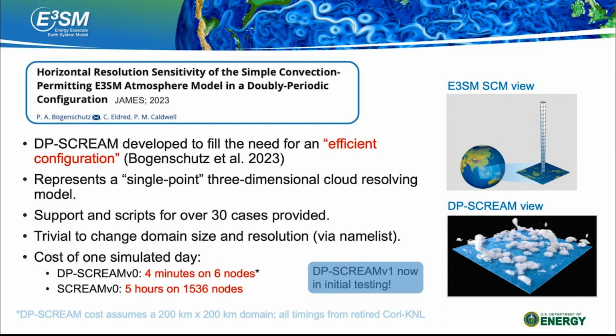I'm also happy to report that DP-Scream v1 is now in its initial testing stages as of last week, thanks primarily to the hard work of Conrad Clevenger, and will eventually replace the Fortran version, probably sometime within the coming year. So what can DP-Scream be used for? Next slide, please.